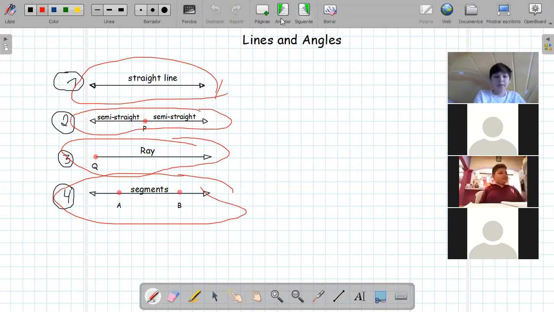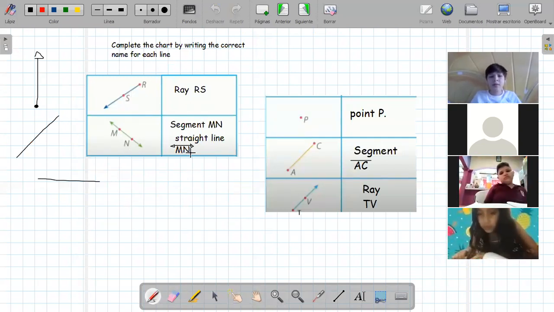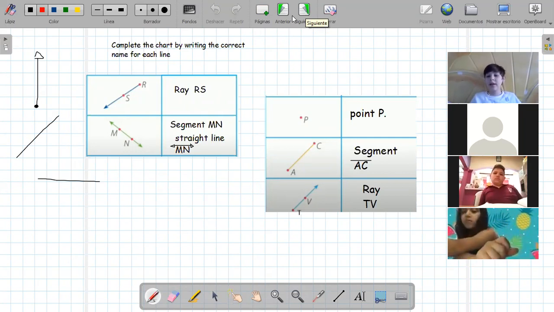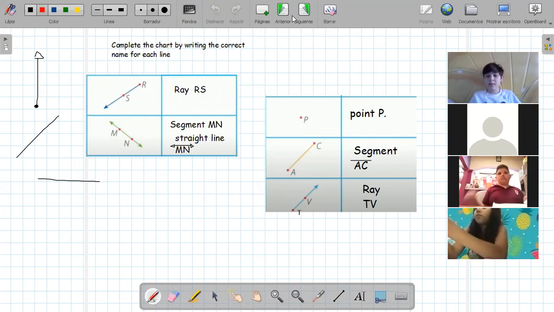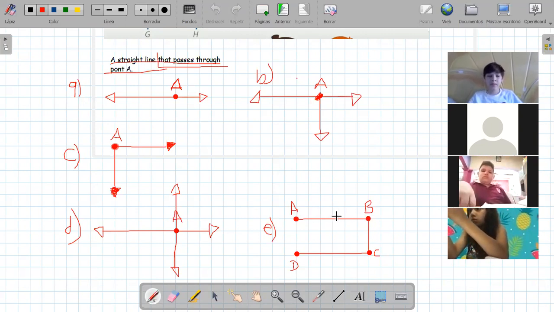Did you do these exercises? Do you have these exercises in your notebook? Okay, I will be explaining this one. So why do we write this one? What is a segment? A segment is a line with 2 points. And that is why it says the exercise.